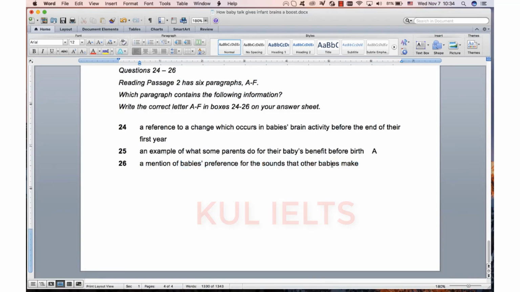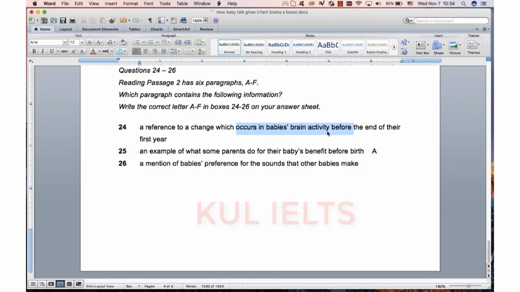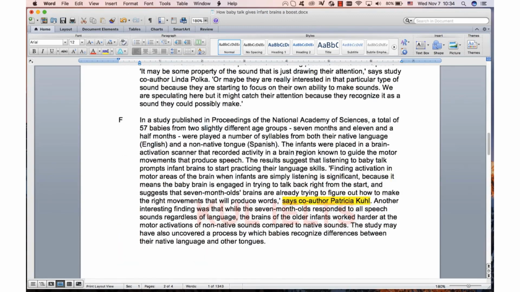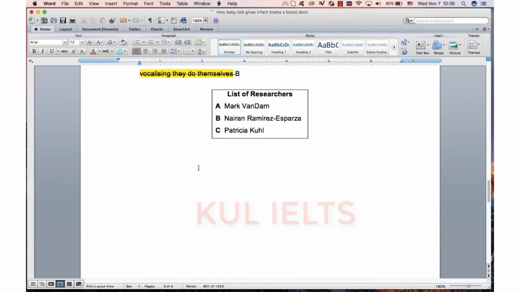Baby's preference for sounds that other babies make, and baby's brain activity. Now I saw brain, so I want to go to E actually. I want to go there now. Before the end of their first year is a good thing to look for. Brain region, age groups 7 months and 11.5 months. 11.5 months, that's before the end of the first year, which is 12 months. At this stage I've got enough. I won't even find it. I know there's a lot of brain everywhere and I've got the time period. I would just guess that one is F.